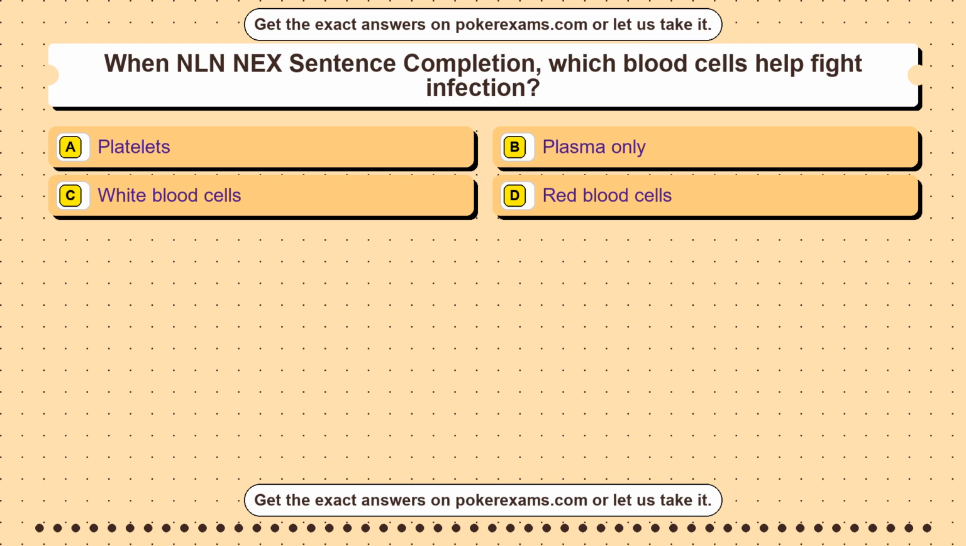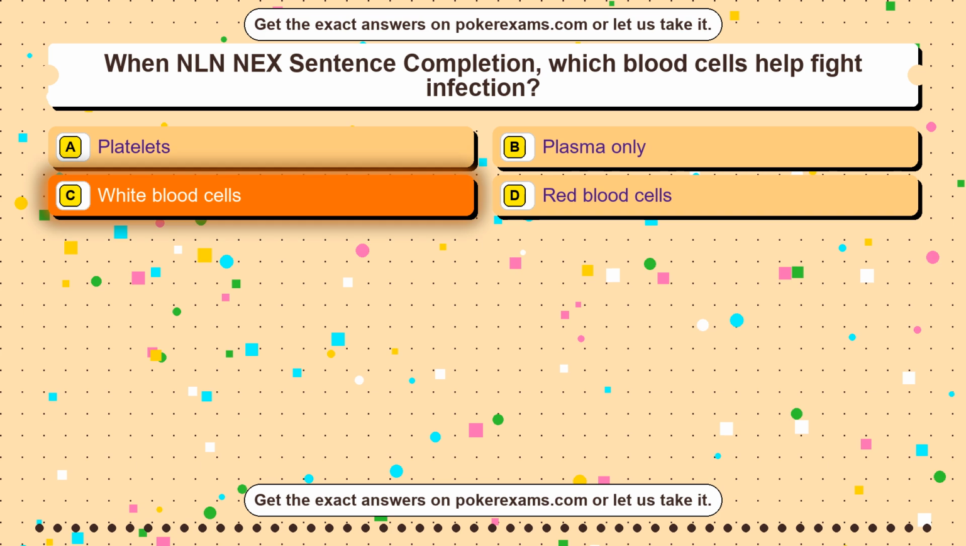Question 19. When Get Science Review, which force pulls objects toward Earth? Option A, magnetism. Option B, static electricity. Option C, gravity. Option D, friction. The correct answer is option C.